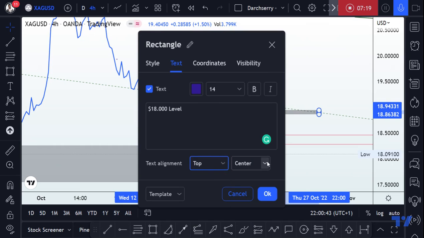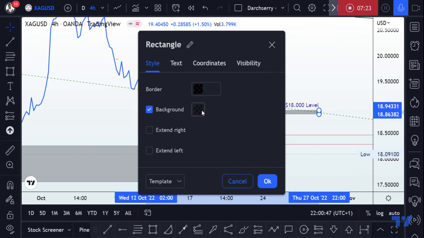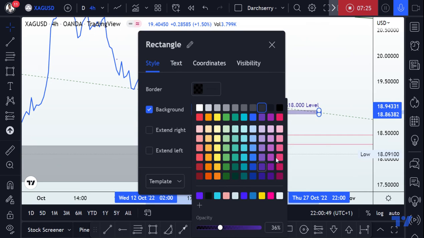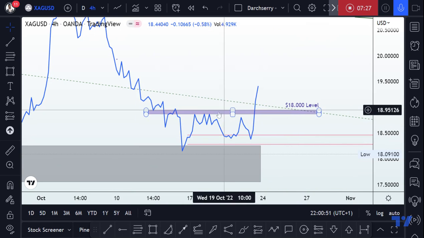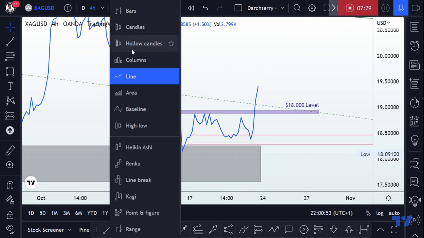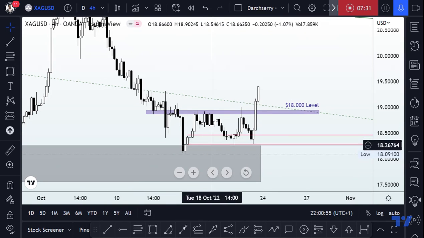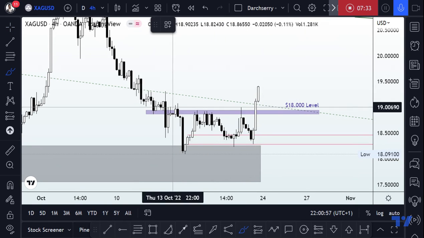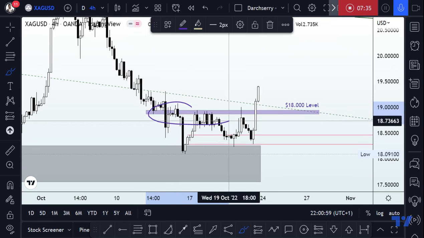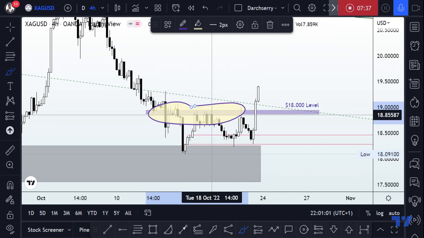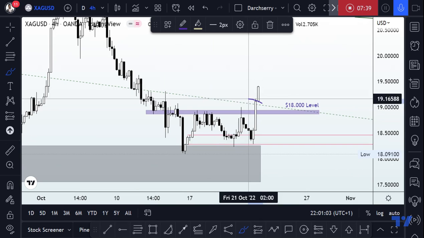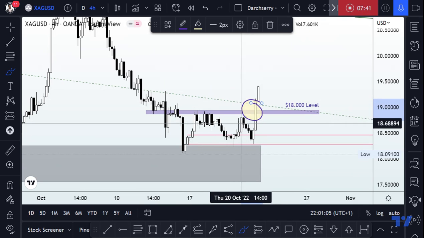Let me place it at the right hand side of my screen for the sake of clarity, and let me give this a purple color as well. So we have something like that. Let's go back to our candle chart. So we have something like this. We can see during the course of last week we saw selling pressure from this area, but during the later part of last week we saw the final breakout of that structure. So we have a neckline at the $18 level.